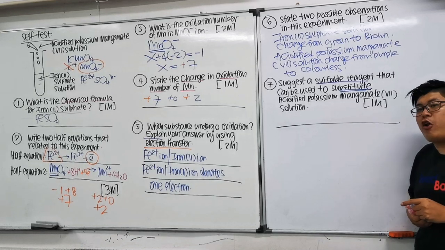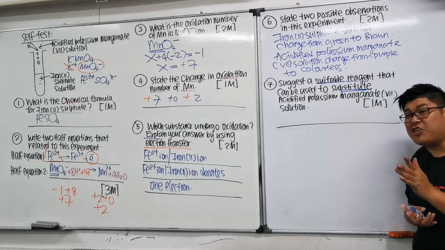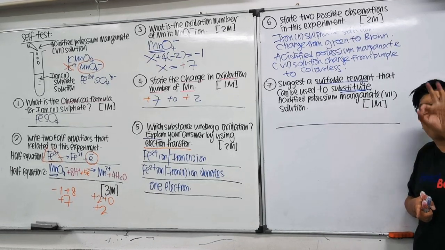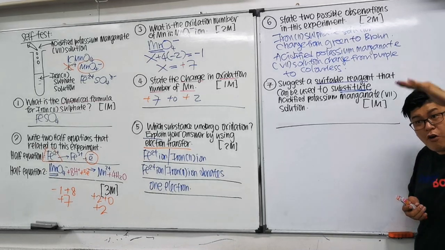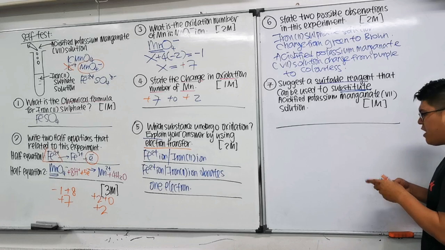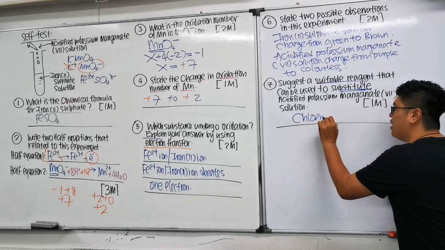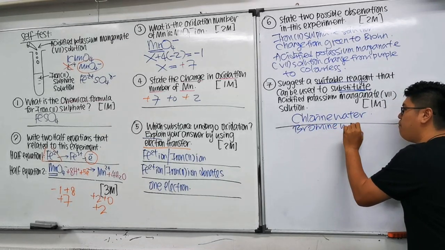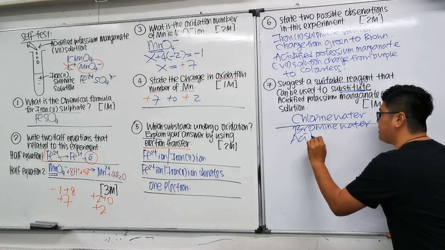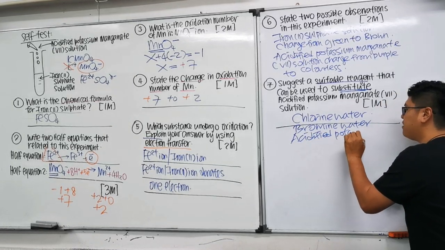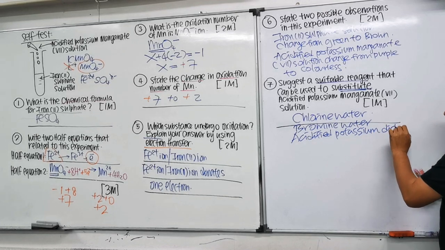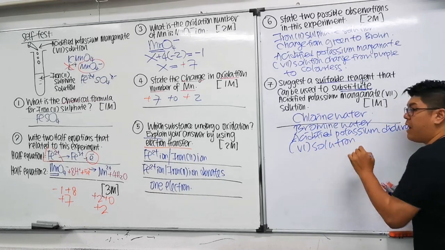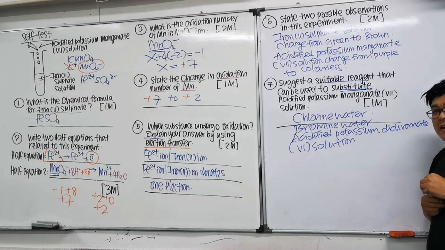Acidified potassium manganate is one of our 4 oxidizing agents. So this is your oxidizing agent. So when you perform substitution, you substitute with another oxidizing agent. I gave you 4 oxidizing agents last week, isn't it? So you could go with chlorine water. Chlorine water is green. You can also go with bromine water, no problem. You could also go for acidified potassium dichromate, Roman number 6 solution. So you have 3 possible answers, you just write either one. Are you okay with that?